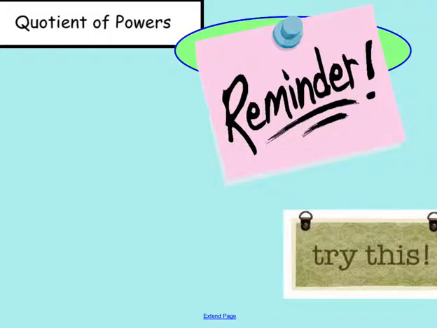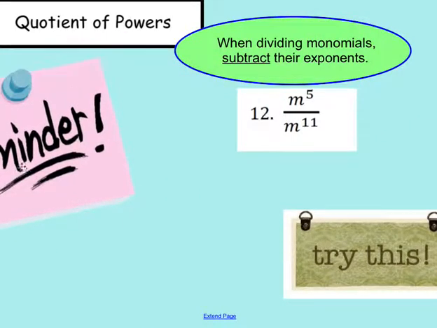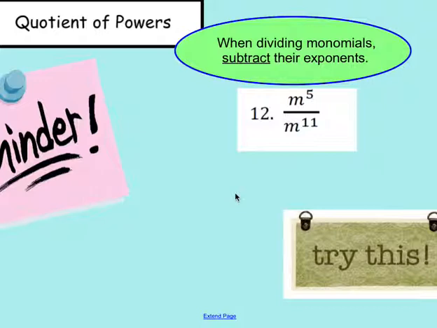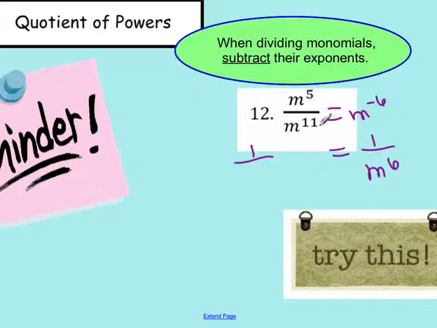Examples 12 and 13 use the quotient of powers. So remember, quotient of powers, when you're dividing, you subtract exponents. So we would have 5 minus 11, which will give me -6. So I would rewrite this as 1 over m to the 6th. The other way you could think about it is you always bring the smaller exponent to the larger exponent, and then you subtract. So if I bring the 5 down here and subtract 11 minus 5, it's the same thing. Okay, example 13.